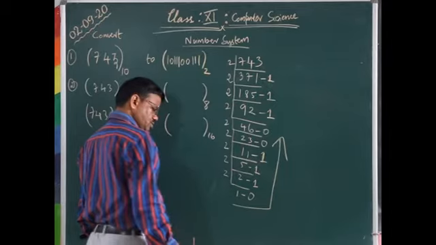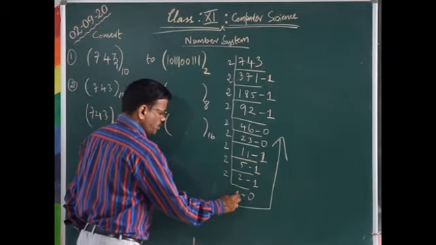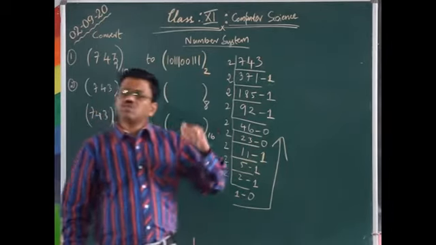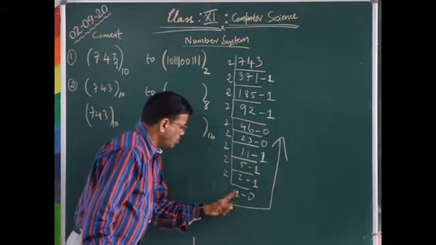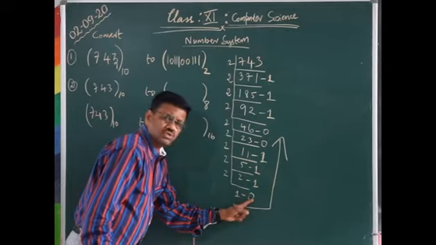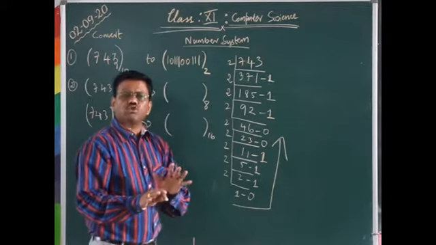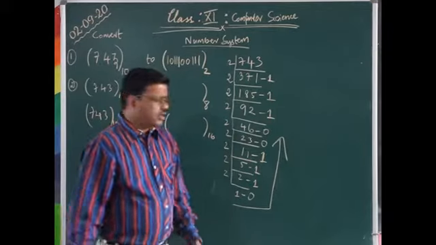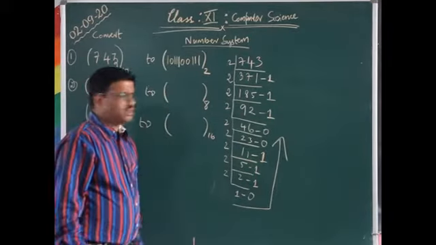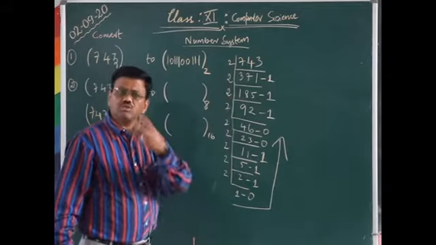What did I do, boys and girls? What did I do so far? For the given number, I went on dividing by 2 till I got less than 2. 2 1s are 2, divided by 0. 1 is less than 2, stop. Right? Should I do one more problem? I think one more problem. Instead of taking 743, I will do a small problem.